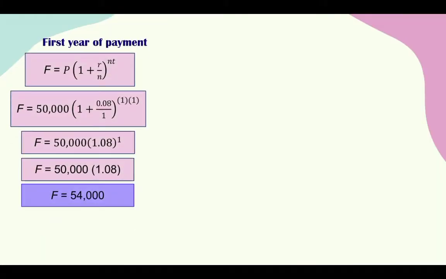Okay, so this is another illustration of the payment for the 5 years. But this time, we now use the formula. So we just substitute the values to this formula. So F is equal to P times 1 plus R over N raised to NT. So our P is 50,000. Okay, 50,000 plus 1 times.